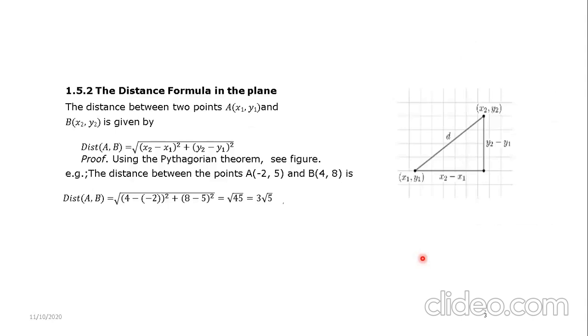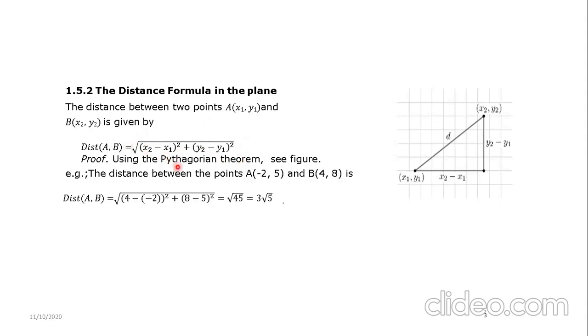The distance formula in the plane. Usually you need or wish to calculate the distance between 2 points on the plane. We have the formula, which equals the square root of the difference between the x values of the 2 points squared plus the difference between the y values of the 2 points squared. This is the distance between A and B, which by the Pythagorean theorem you can get this equation.